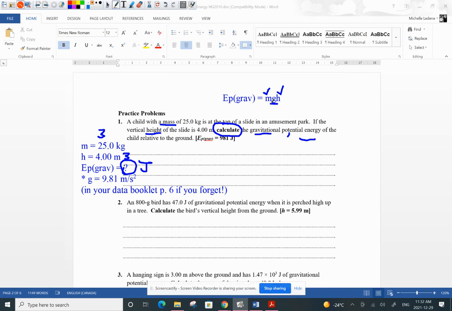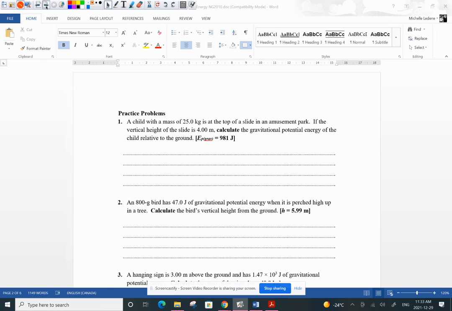You always have gravity, right? You are on planet Earth, and so gravity is given to you in your data booklet. If you forget, it's on page 6. If this was on Mars or something, you'd be given that value for gravity, okay? But because we're on planet Earth, you just look it up in your data booklet, and boom, it is 9.81 meters per second squared. Okay, great.